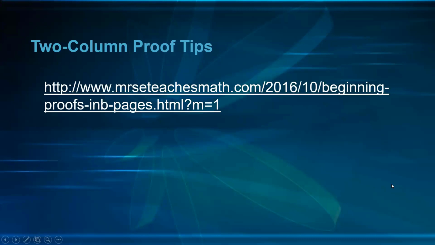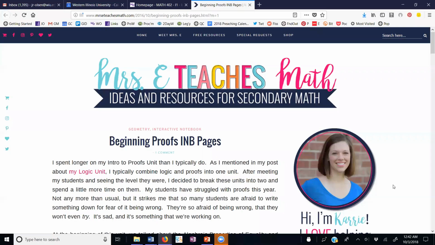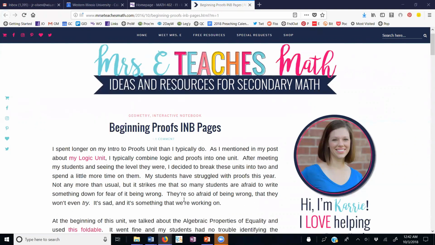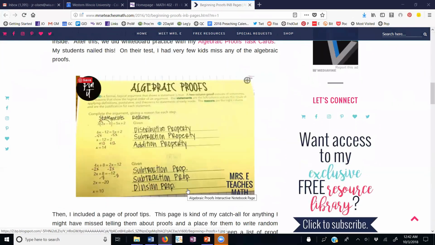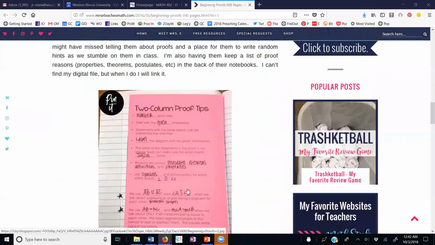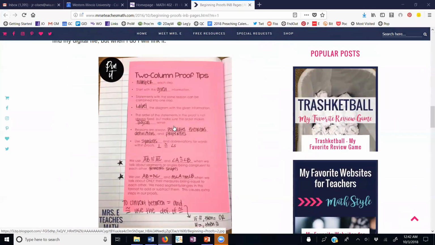I found a page of two-column proof tips on the internet, and we're going to jump over and take a look at this pink sheet. Okay, I'm at the Mrs. E Teaches Math page, mrsetteachesmath.com, and she has a number of things that are useful here. But the one that I want to pay attention to is this one right here, the two-column proof tips.